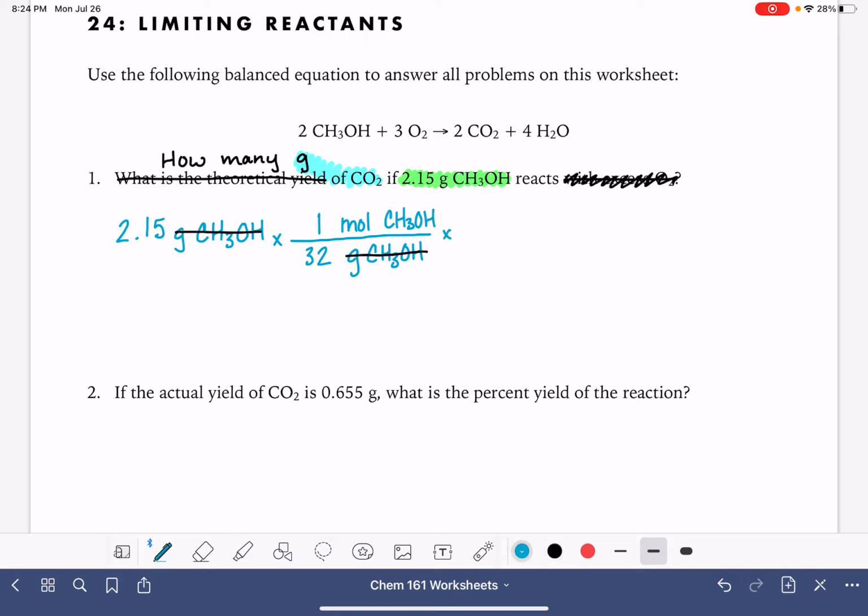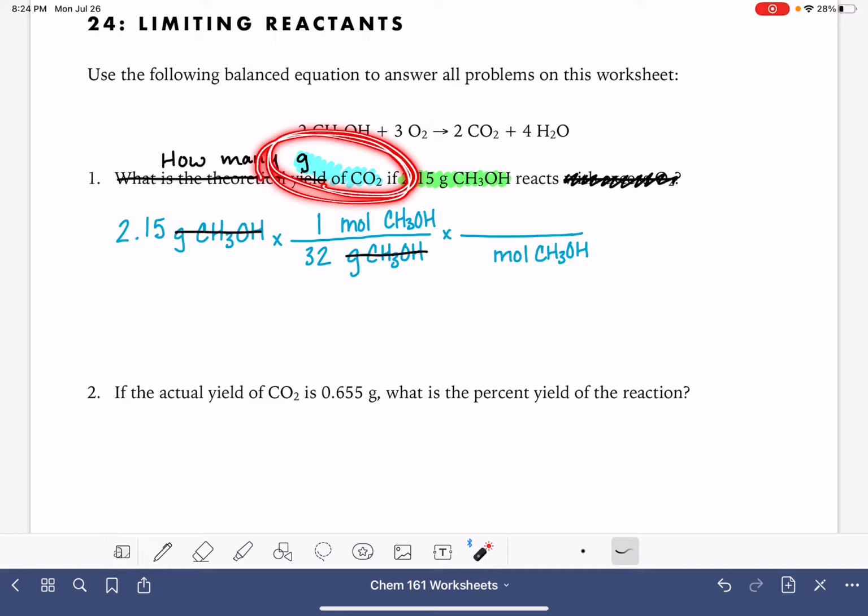Now, the next thing that I want to do is get rid of that moles of CH3OH unit, and now is where I want to start paying more attention to the problem. What molecule am I trying to solve for in this problem? I'm trying to solve for CO2. Now, you can never go from moles of one molecule into grams of something completely different, like grams of CO2. That's never allowed. Whenever you're going from one molecule to a different molecule, you have to do that in a mole to mole conversion. That's just one of our stoichiometry rules.